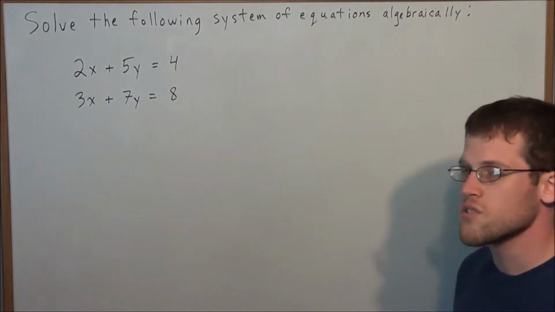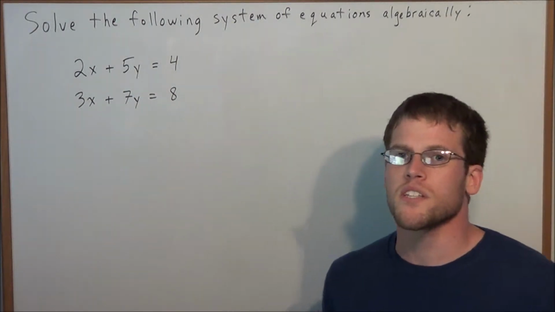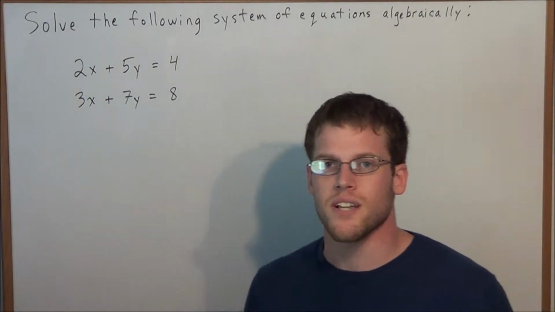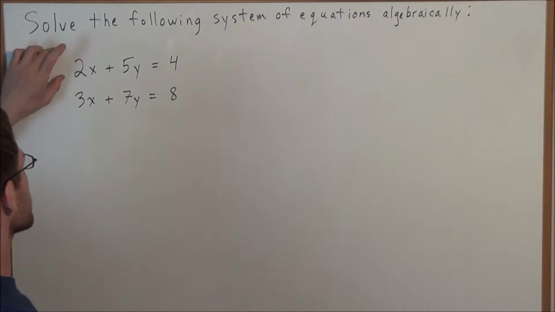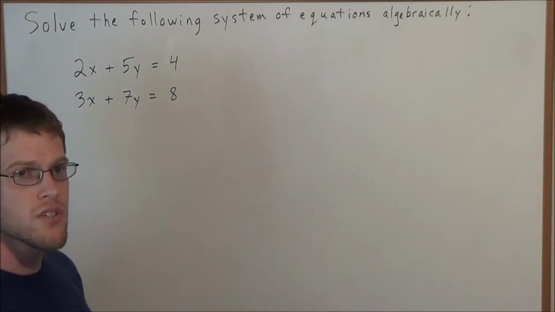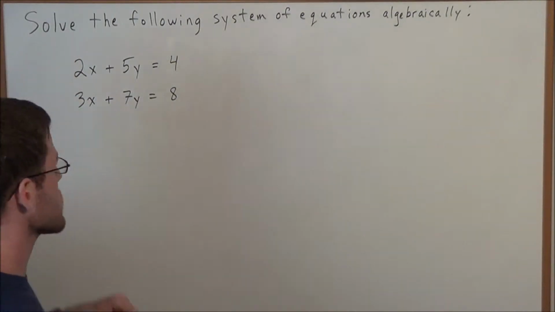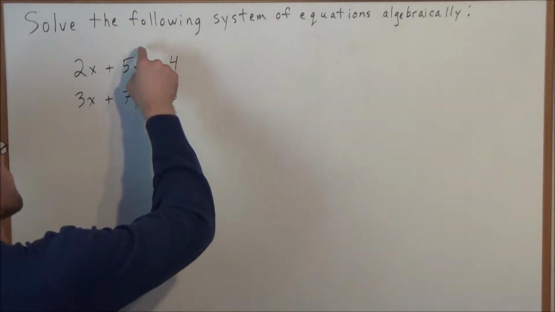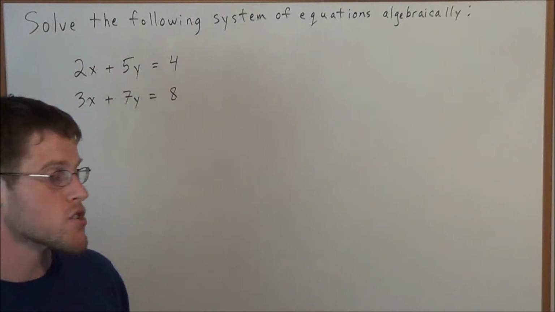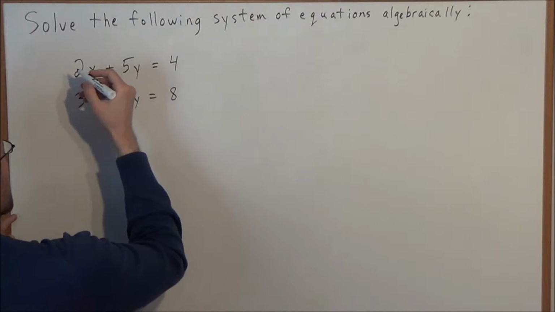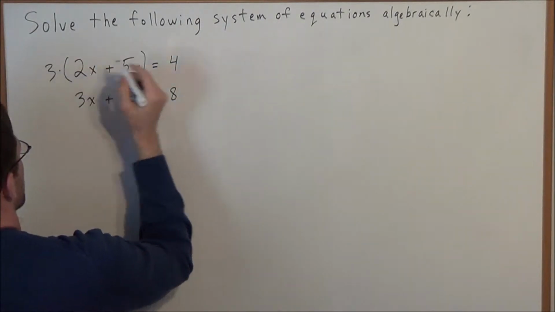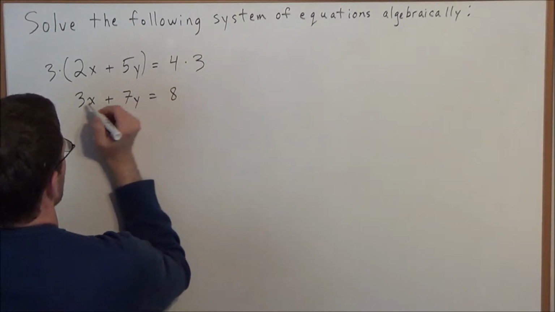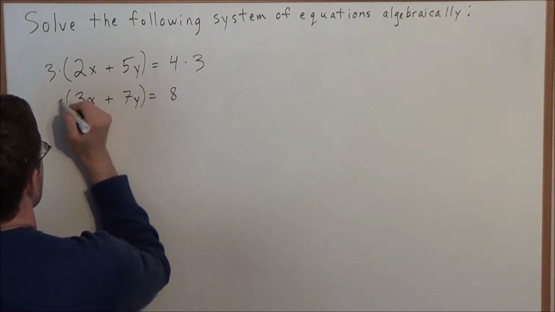So to solve this using the elimination method, we need to think of this concept of least common multiples. Because right now, the goal is to have matching terms between the top and bottom equations. And right now, the 2x and 3x don't match, and also the 5y and 7y don't match. So we're going to multiply the top equation by 3 on both sides, and we're going to multiply the bottom equation by 2 on both sides.